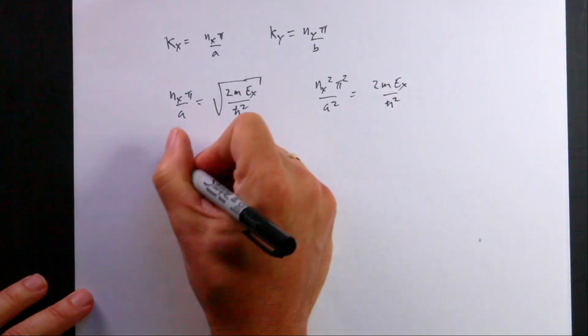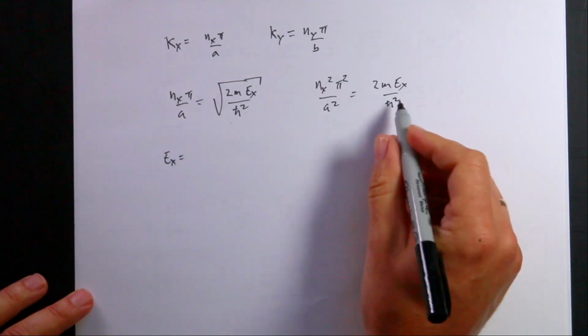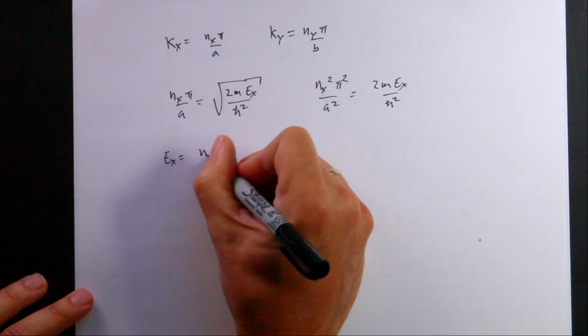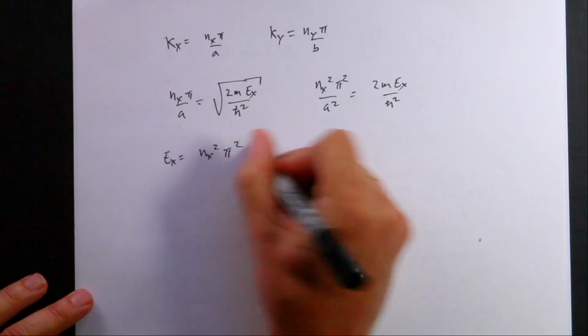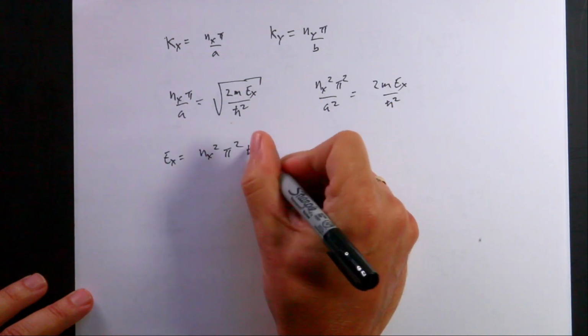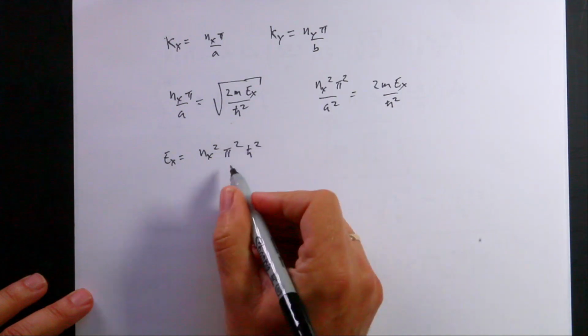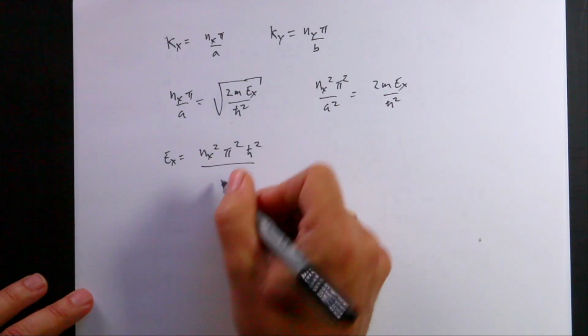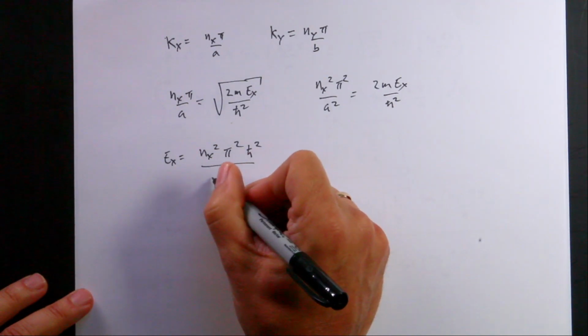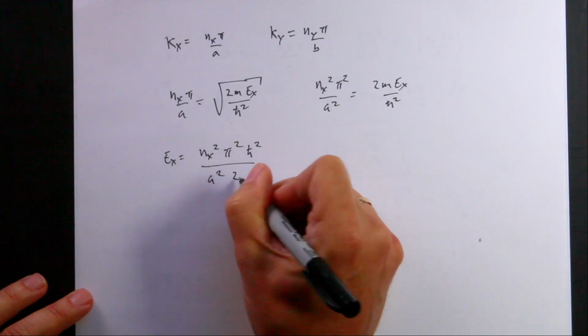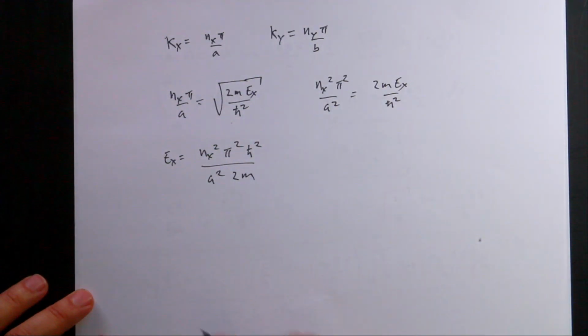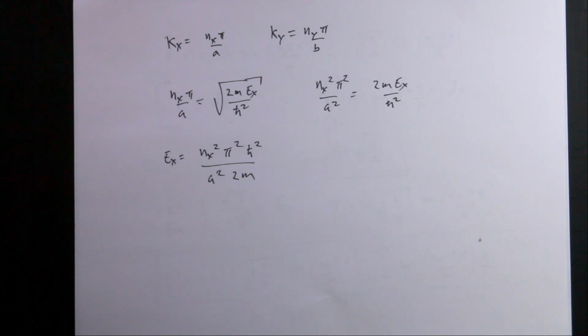So E_x is going to be equal to n_x squared pi squared h bar squared over a squared 2m, which this turns into h. Is that right? Just double checking here. I think that's right.